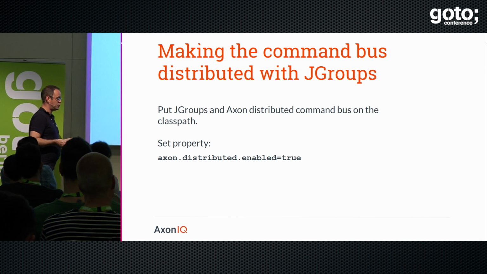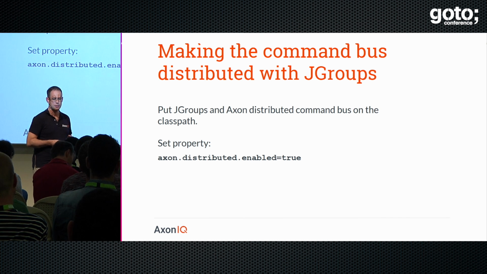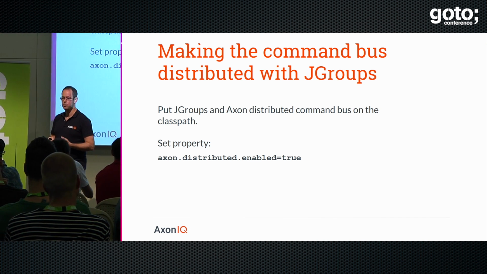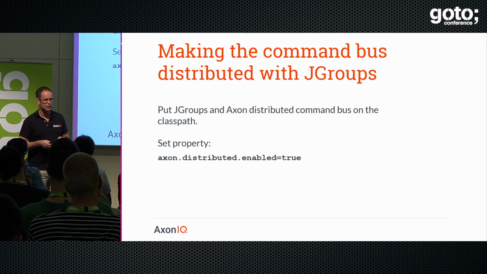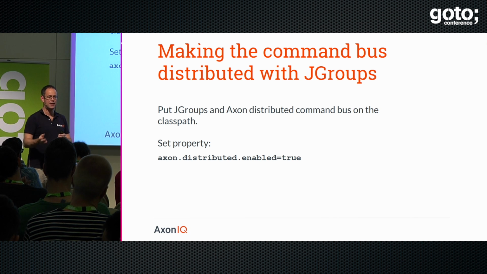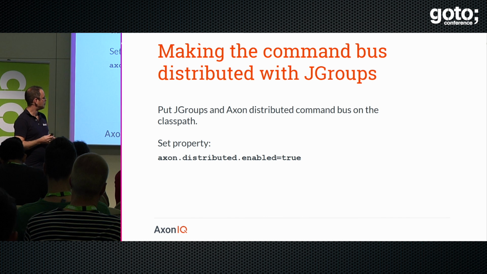If you want to actually distribute it, there are various options. One option is to use JGroups. What you need to do to enable that is to put the right dependencies in your project, so they're on the classpath, and then enable one configuration property, and then it's a distributed command bus. So that's very easy to do. So without making any changes to your application logic, you can evolve from a monolith into microservices.